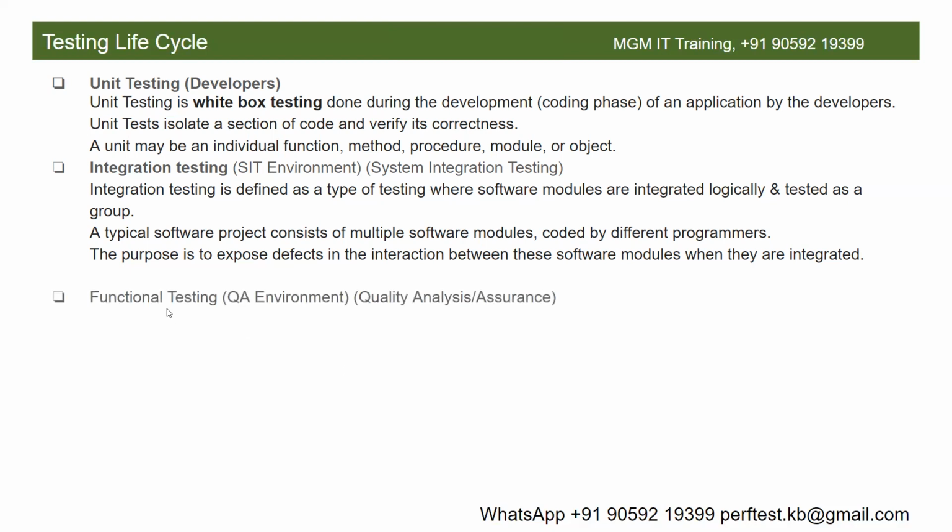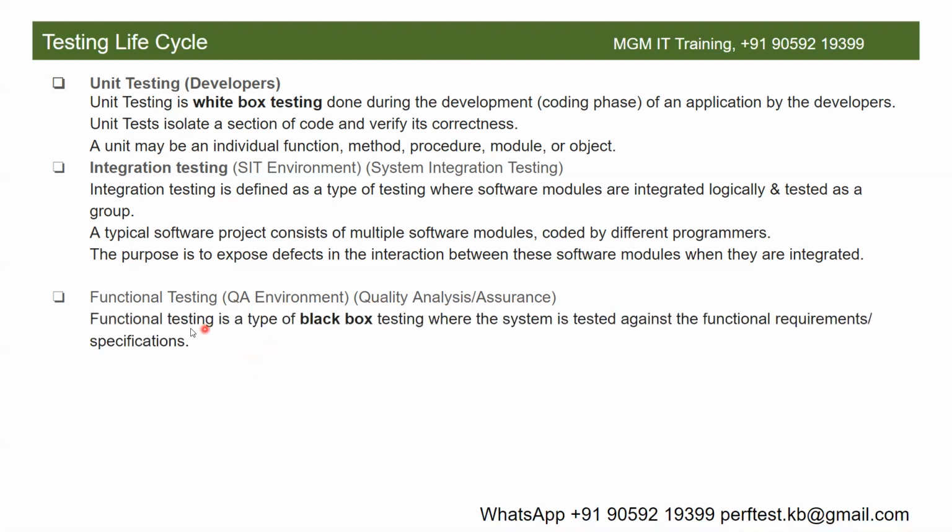Okay. Next type of testing is functional testing. And functional testing is done in an environment called the QA environment, where QA stands for quality analysis or quality assurance. Right? Now, functional testing is also called black box testing. I already explained just now.